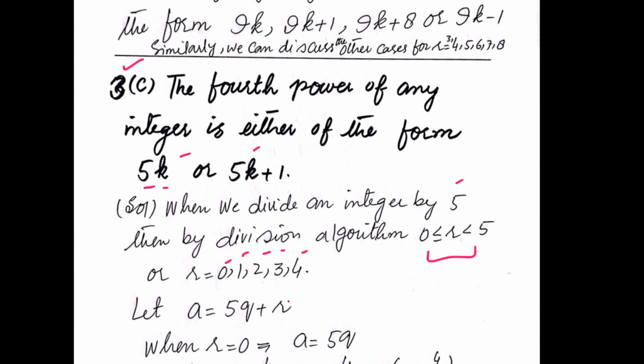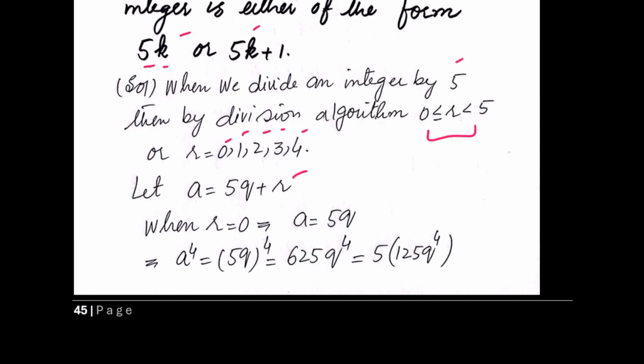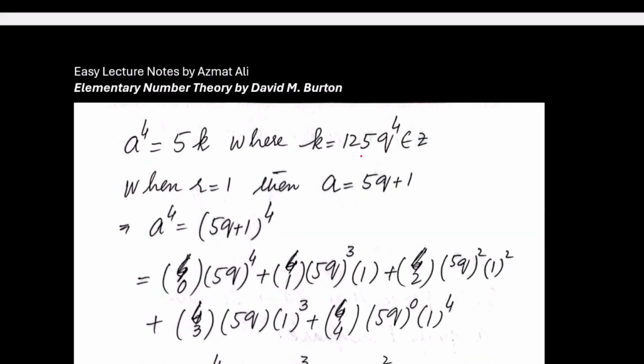Let a is equal to 5q plus r, and by putting different values of r, we have different values of a. When r is 0, your a is 5q. Now we have to prove its fourth power. So by taking its fourth power, a^4 gives 5 times q whole power 4, that is 625 q^4, which can be written as 5 into 125 q^4. As q is an integer, so its any power is also an integer. So its power 4 is also an integer. So let us say this is an integer k. Hence a raised to power 4 is 5 times k.